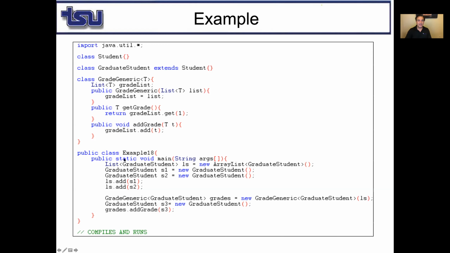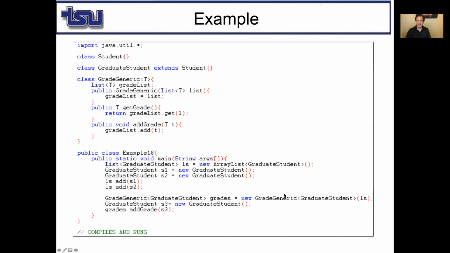Now I create a graduate student array list. Okay, so a list of graduate students. I create one graduate student, another one, I add them to the list. No issues, because list can hold graduate students, and I created two of them and I send them to the list. So list has two graduate students in it. Then look at this, grade generic. And then what is the T this time for this grade generic? The type is going to be what? Graduate student. So whenever you see the T, you should replace it with what? Graduate student. So your grade list is a list of graduate students.